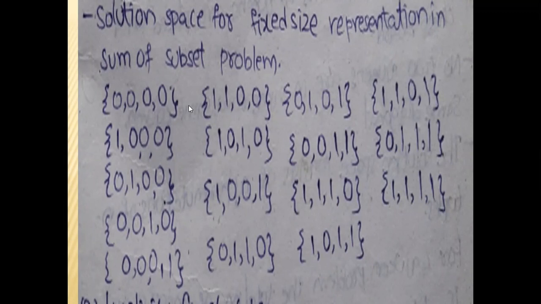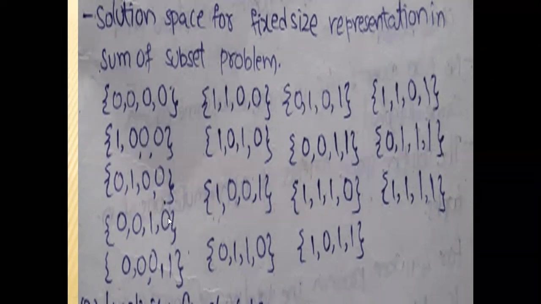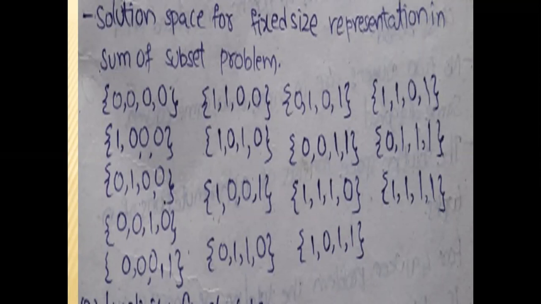Next, x3 represents either 0 or 1. x3 is represented in the third level. So x3 represents either 0 or 1 in the third level. Next, x4 is also either 0 or 1, and it is represented from the third level to the fourth level. So 16 solutions are represented by the solution space tree.